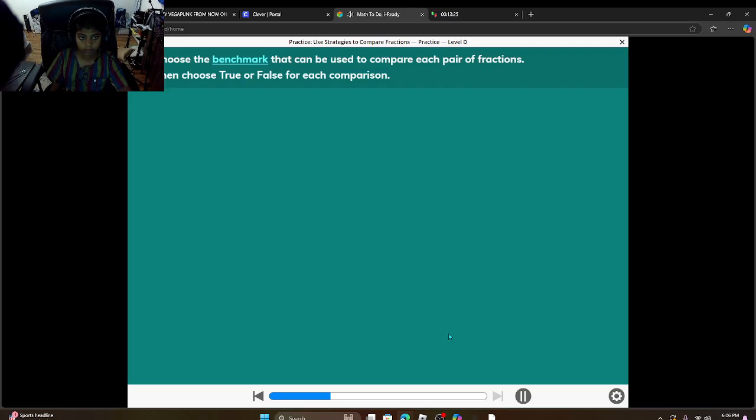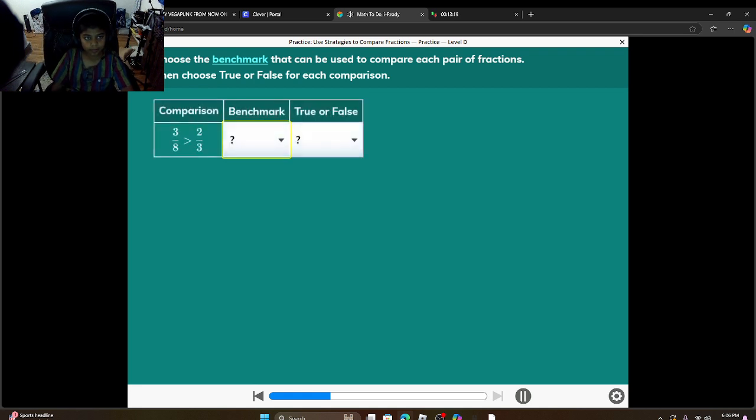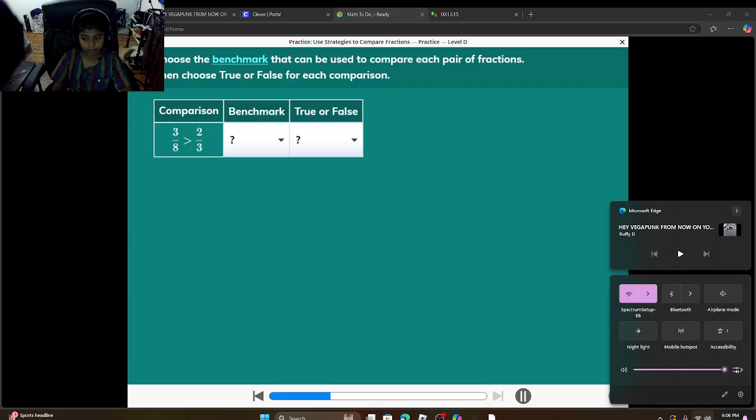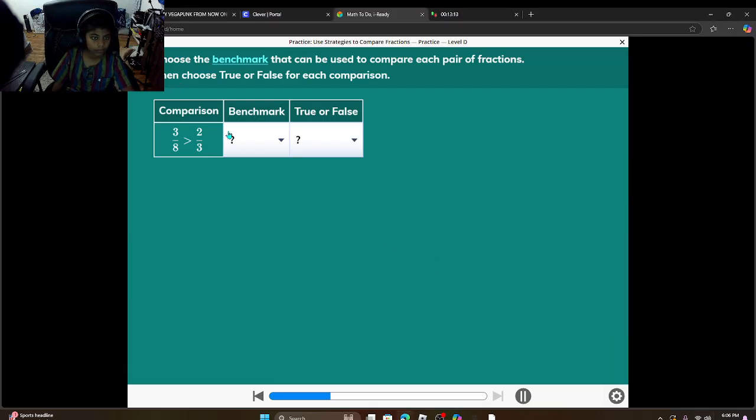Choose the benchmark that can be used to compare each pair of fractions. Then, choose true or false for each comparison.